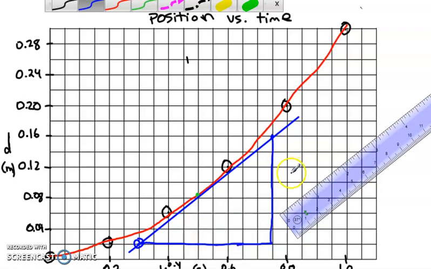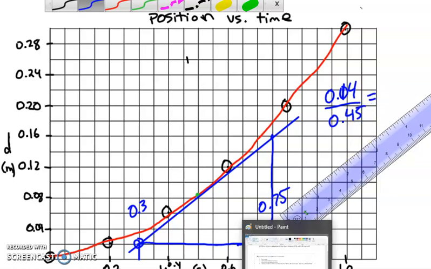We've got a rise going from 0.02 to 0.16, so that's a rise of 0.14, because this is going at 0.16, this is at 0.02. The run goes from 0.3 seconds to 0.75 seconds, so 0.3 seconds and 0.75 means that you're going to have a difference of 0.45.